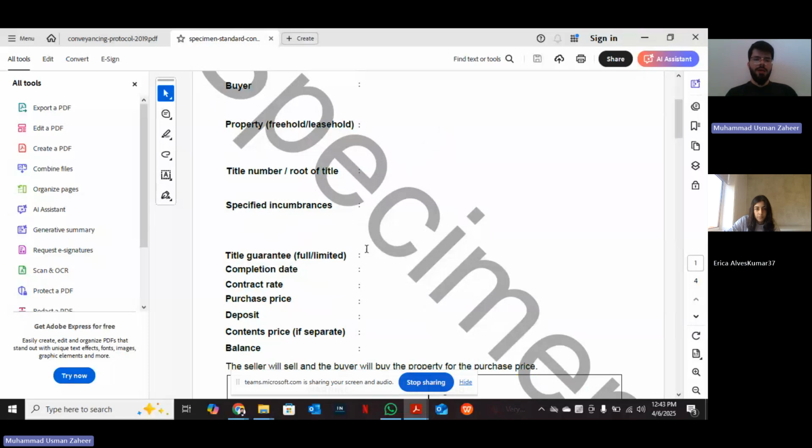Completion date, as we said, is the date when the whole funds are transferred from the buyer's solicitors onto the seller's solicitors, which is yourself. You then transfer it onto the seller after deducting your fee and everything from that sale price.